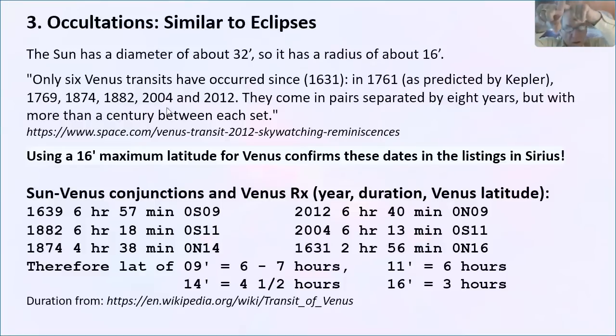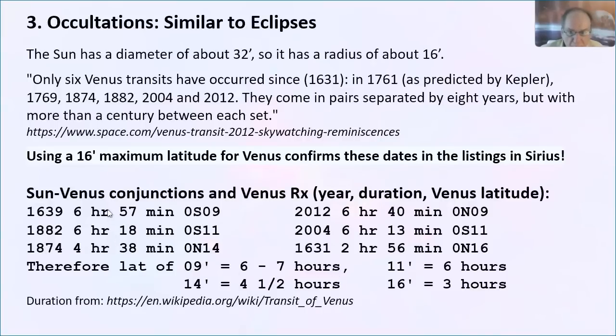Venus in front of the sun means Venus is retrograde and conjunct the sun, and the latitude is 16 minutes or less. That's the occultation. Venus is occulting the sun, moving in front of the sun. Anyway, I'm just showing you that the listing and the information from the sites agrees, and also the smaller the latitude, the longer it lasts.